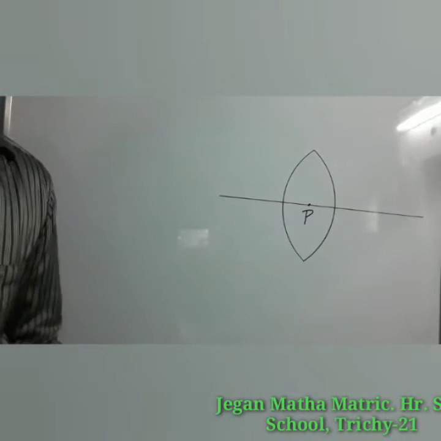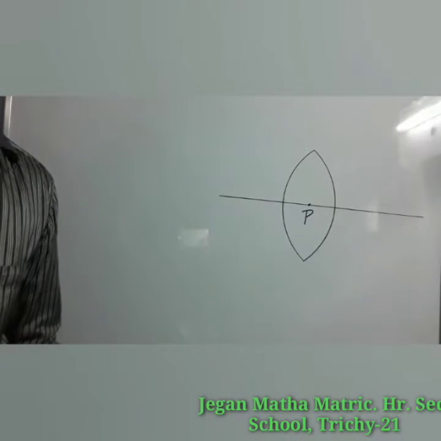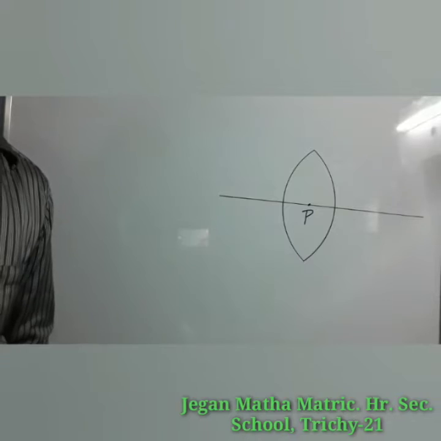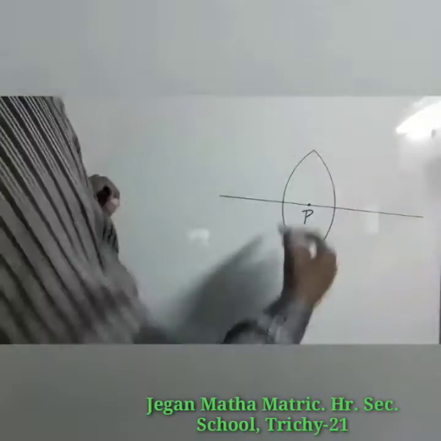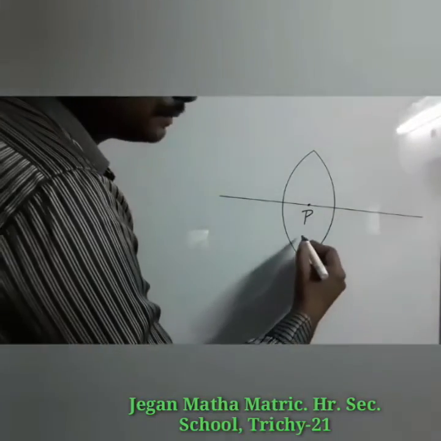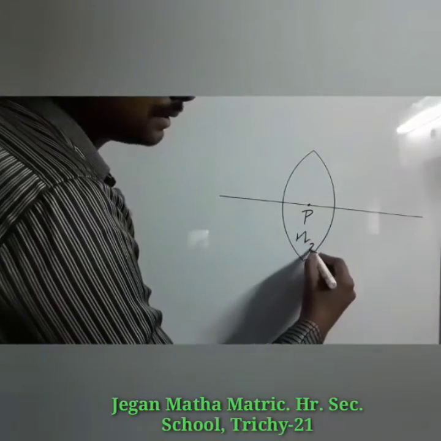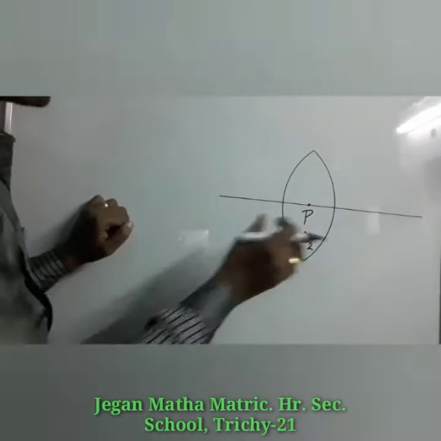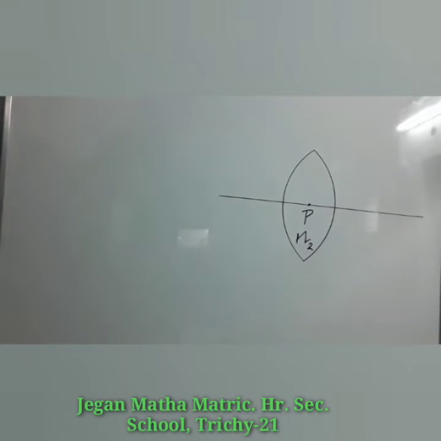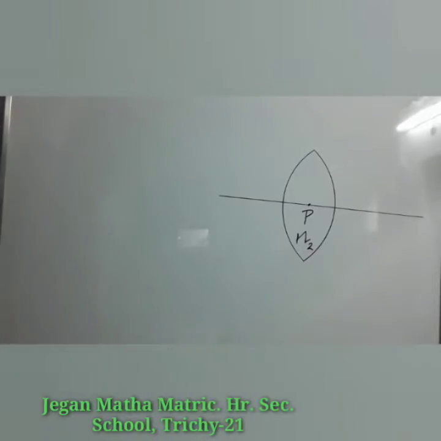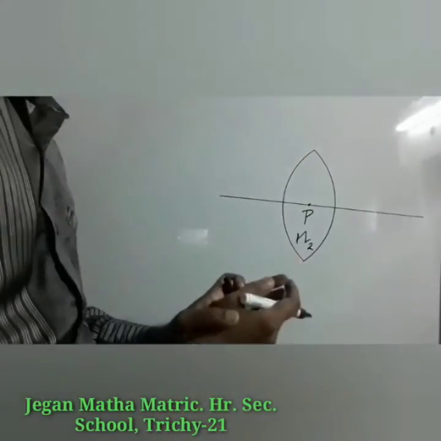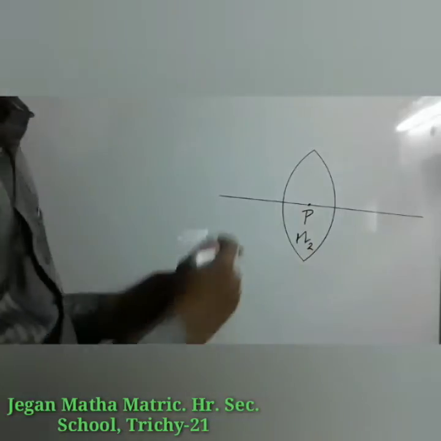Let us consider a thin lens made up of a medium of refractive index N2. So the lens is made up of a medium which has the refractive index N2. This lens is placed in a medium of refractive index N1. So around the lens we have the medium that has the refractive index N1.